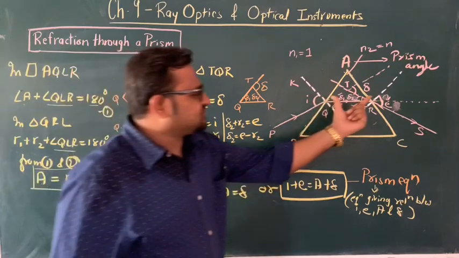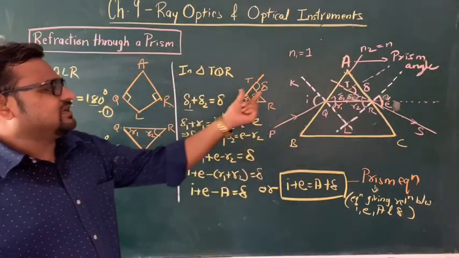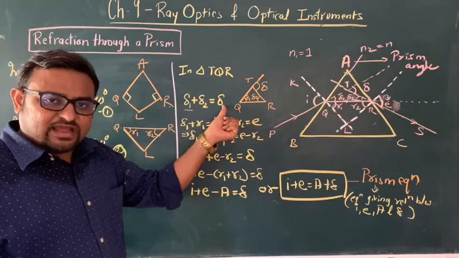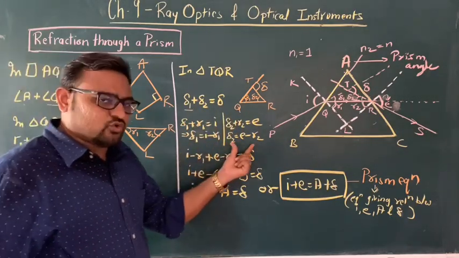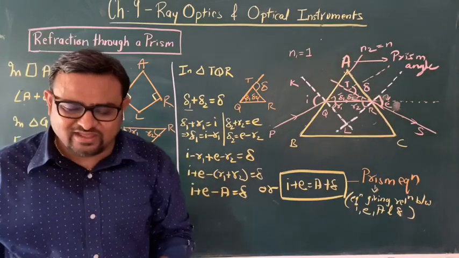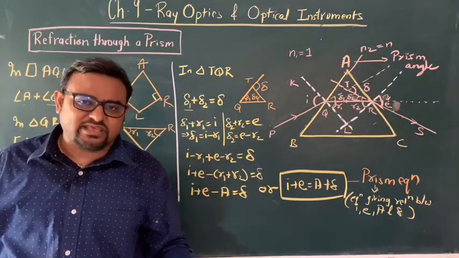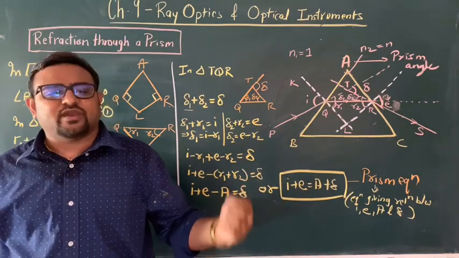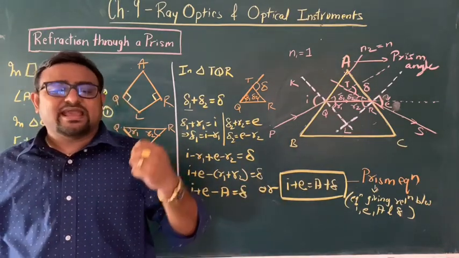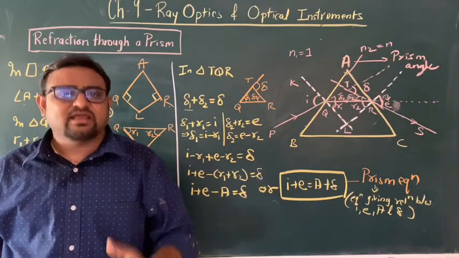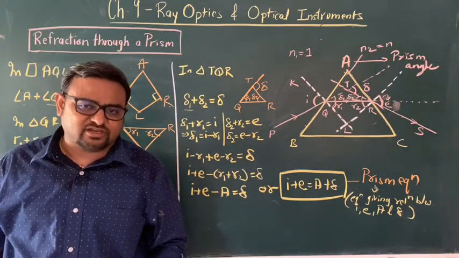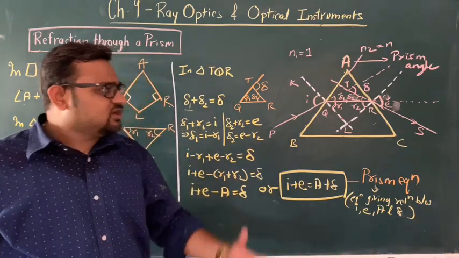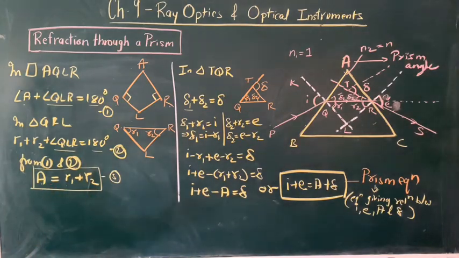Now taking this triangle TQR, I got sum of two interior angles equal to exterior angle, that is delta 1 plus delta 2 equals delta. I found out the value of delta 1 and delta 2, put it here, and finally we get I plus E equals A plus delta. That is prism equation. The equation giving relationship between angle of incidence, angle of emergence, prism angle, and deviation is called prism equation. So just note down till here.